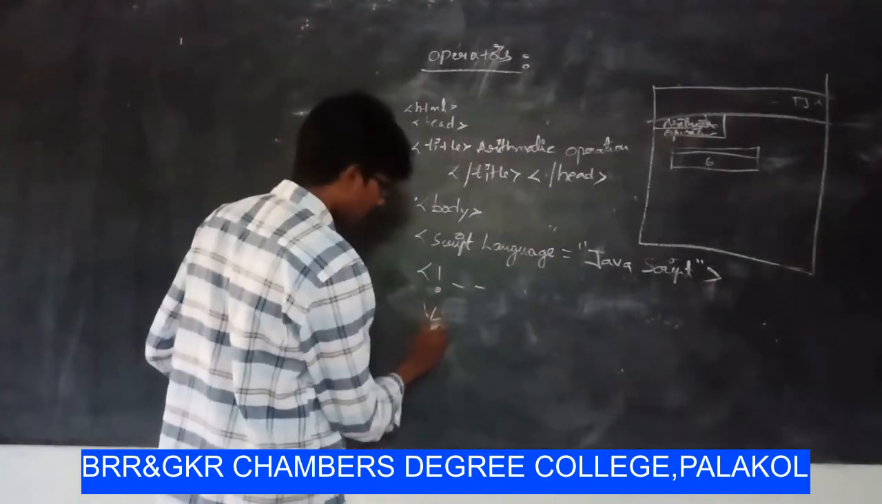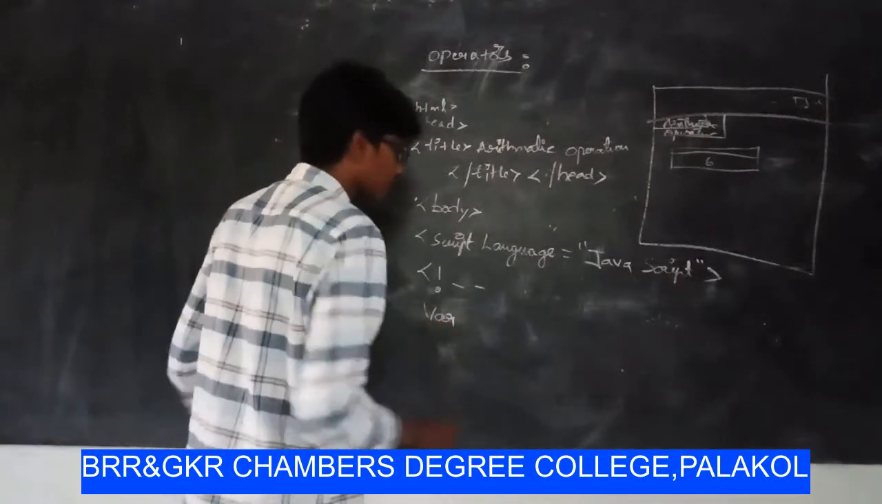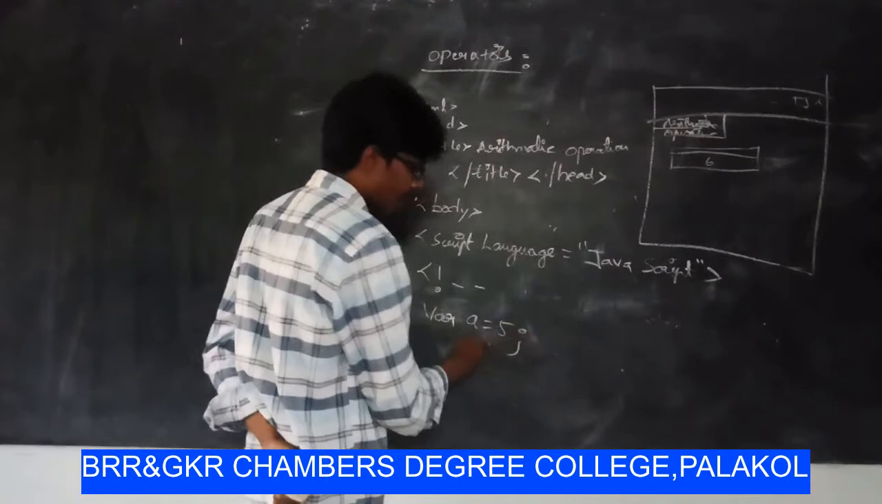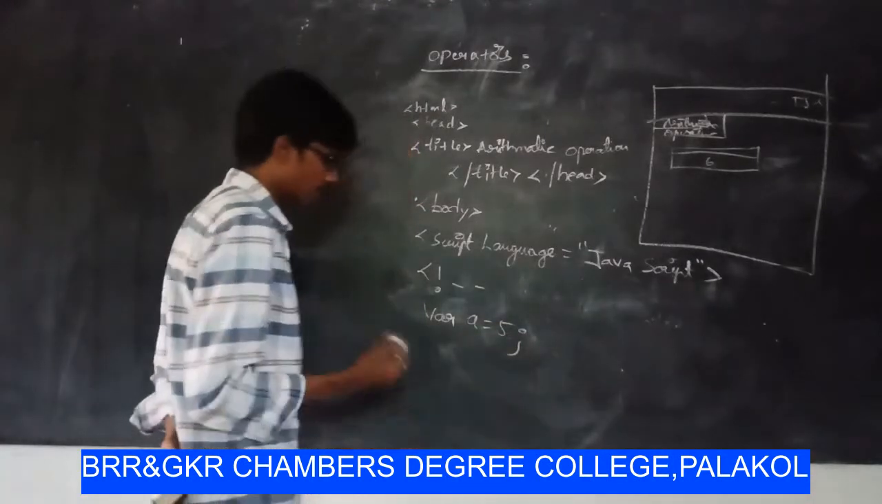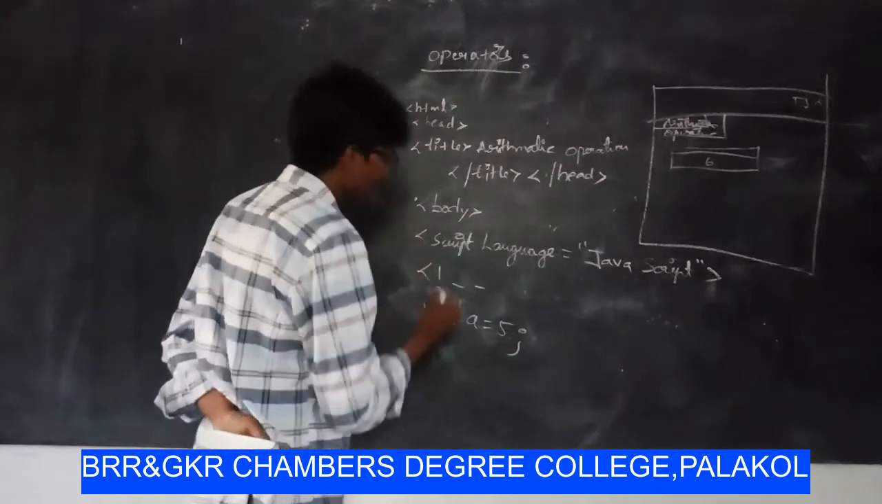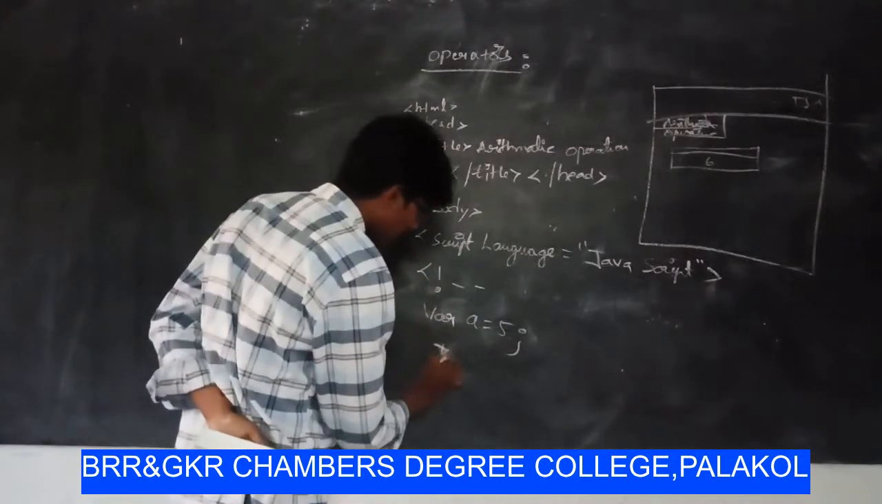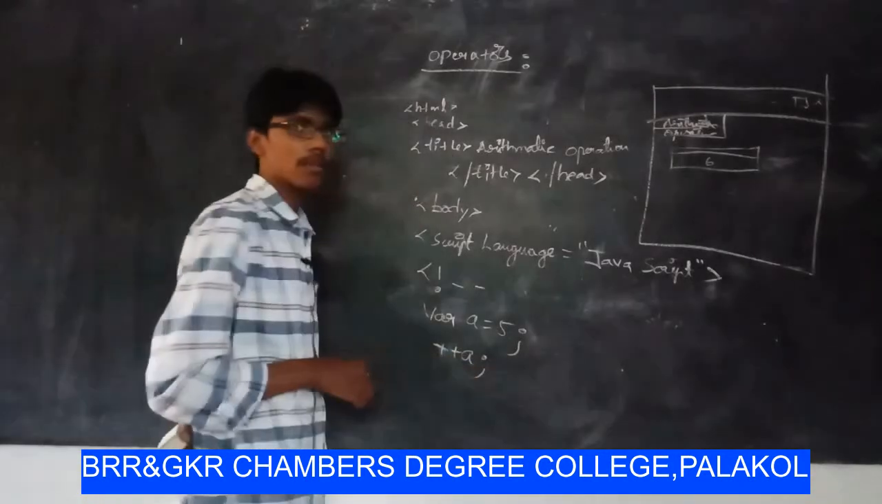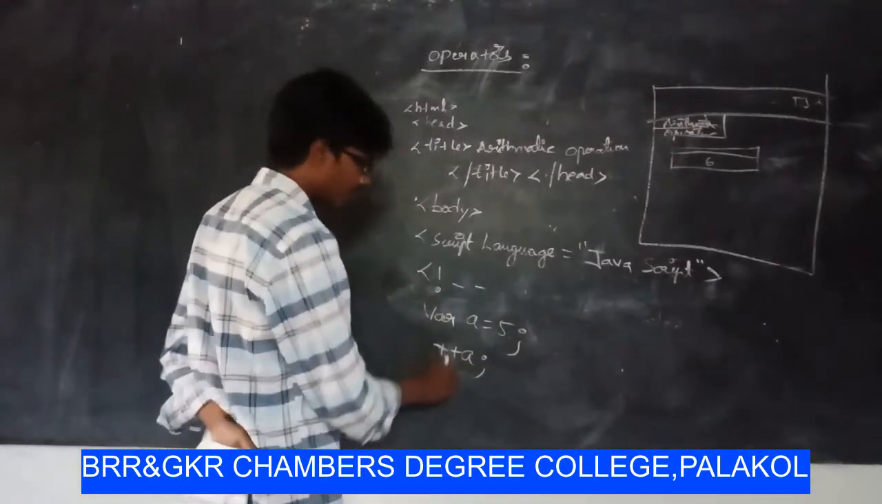Declare a variable where a is equal to 5. Then start an expression with plus plus a. That means by using the increment arithmetic operator, we increase the value.